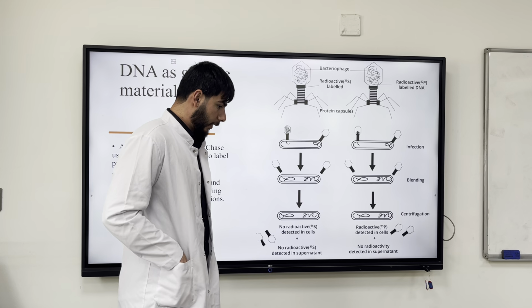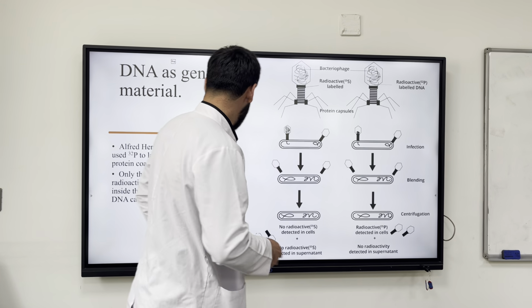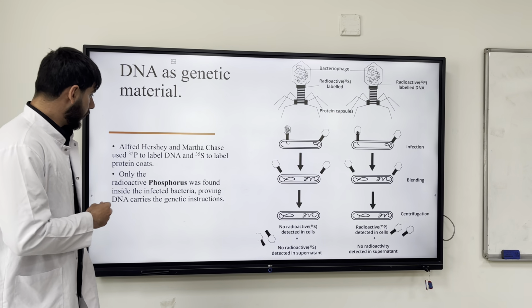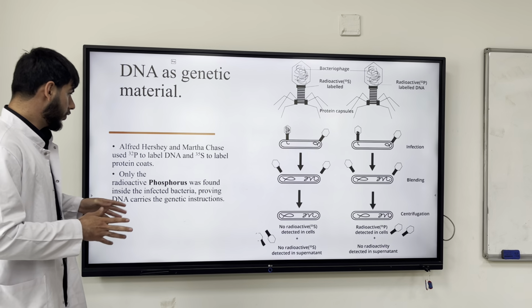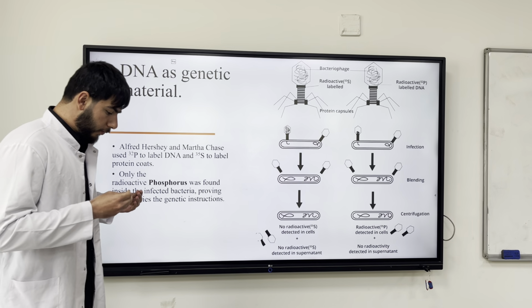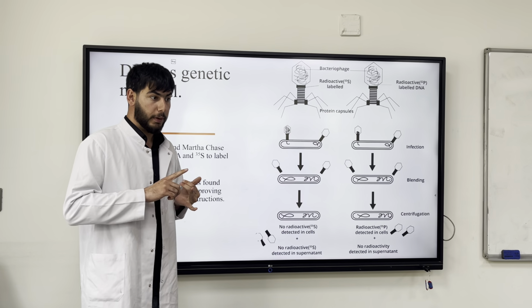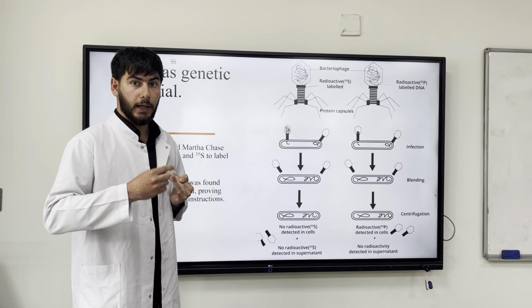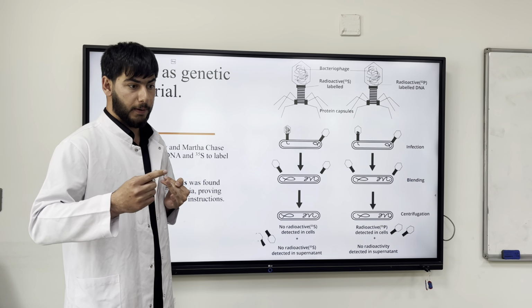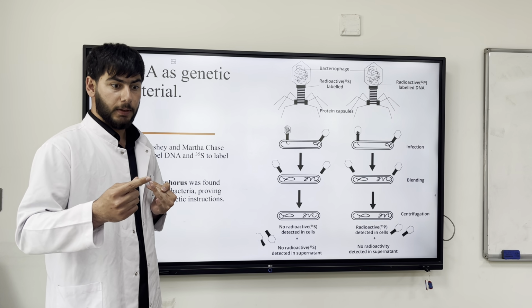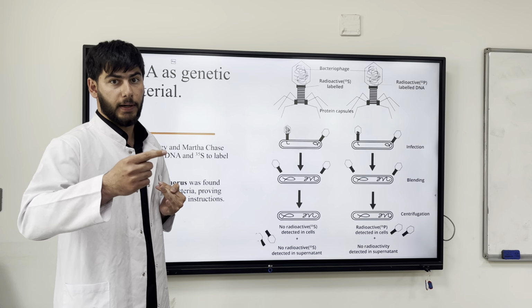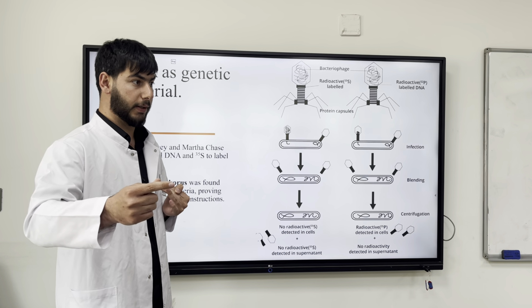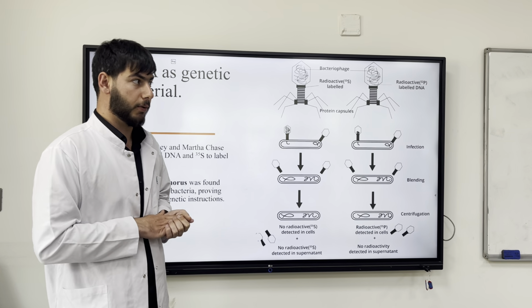After that, we have two scientists, Hershey and Chase. Hershey and Chase say we have two things: we have protein and we have DNA. They tried to find out whether DNA or protein was transferred from the dying bacteria to the living bacteria and made the bacteria virulent.